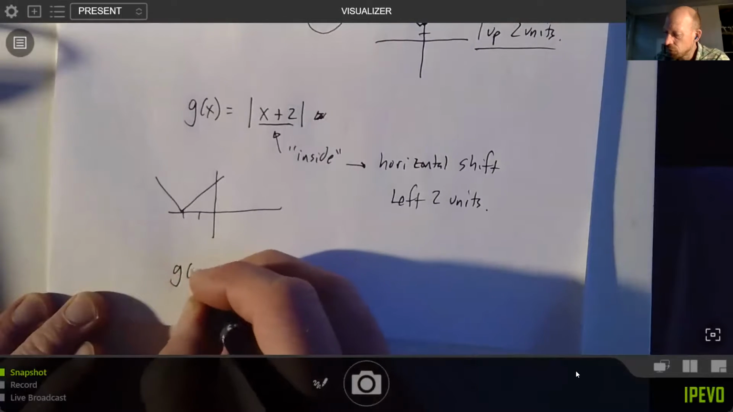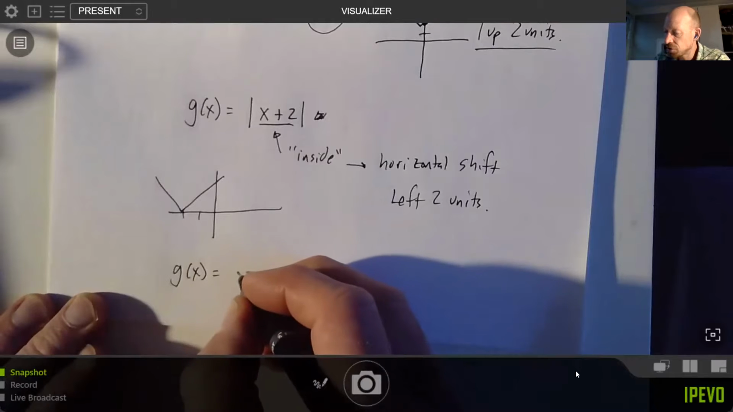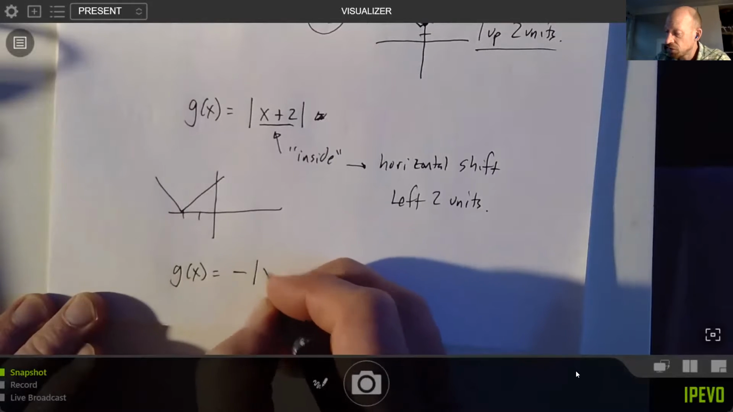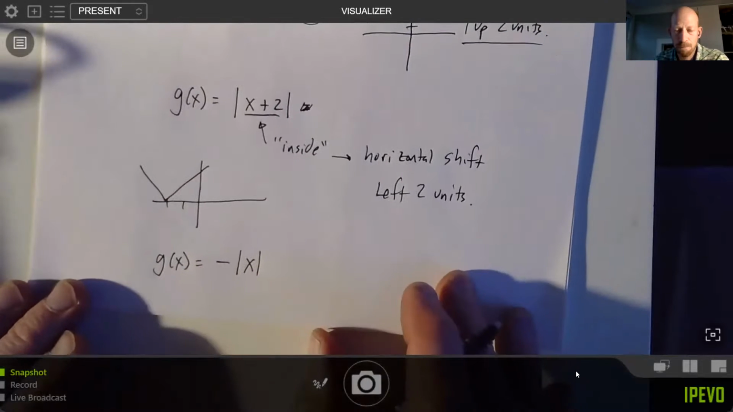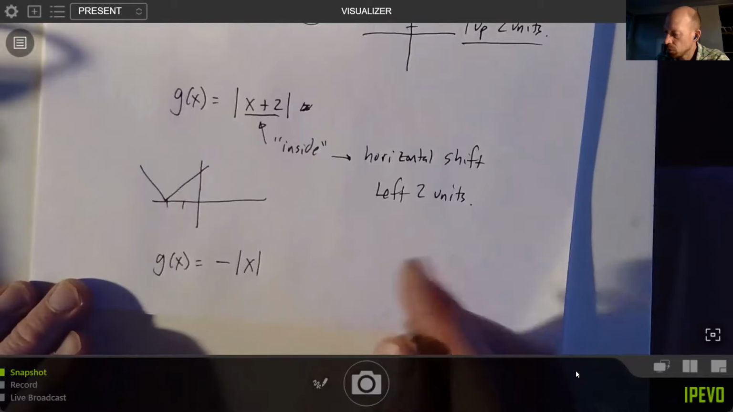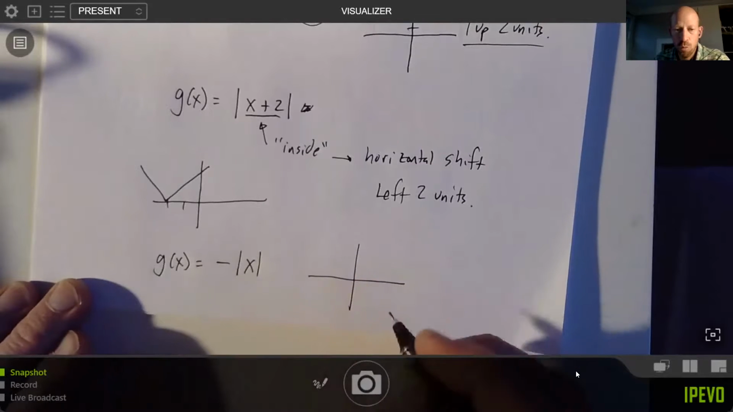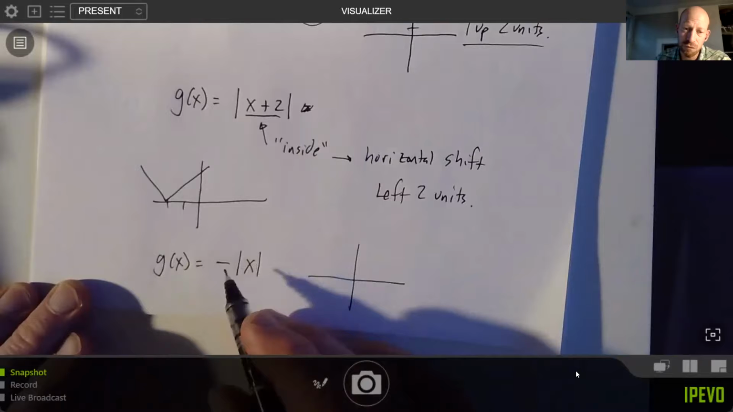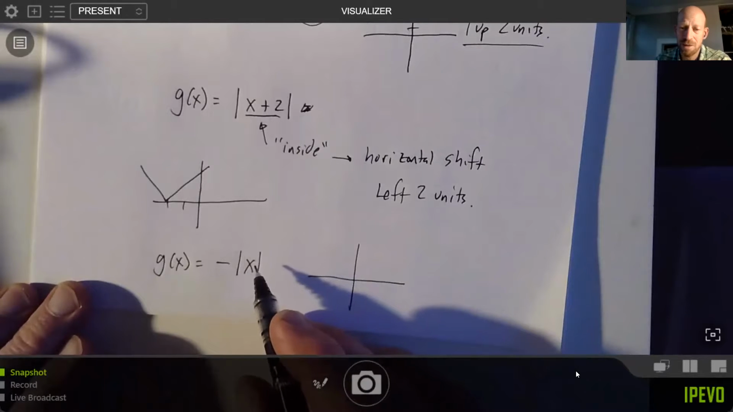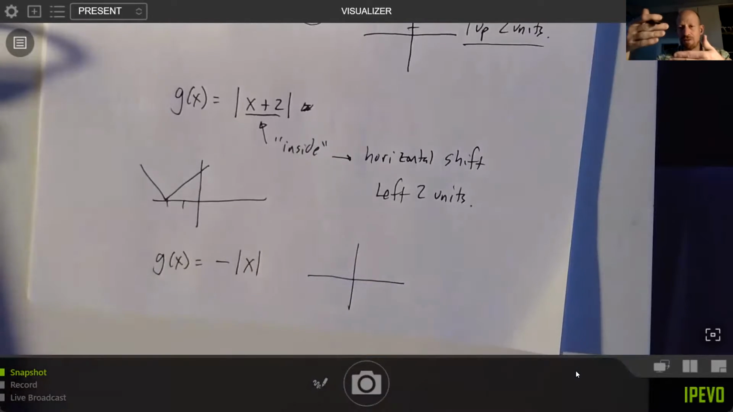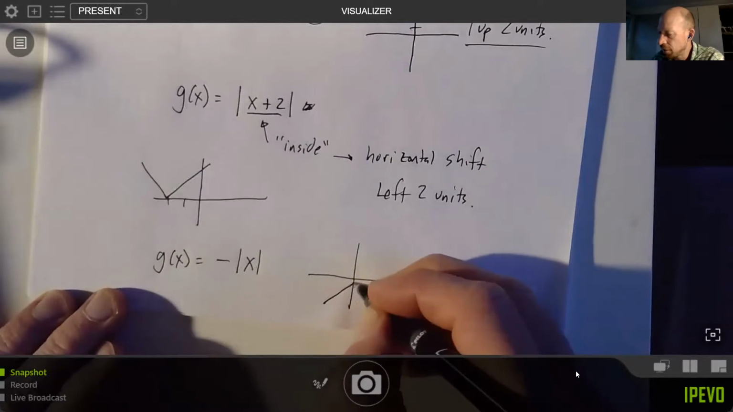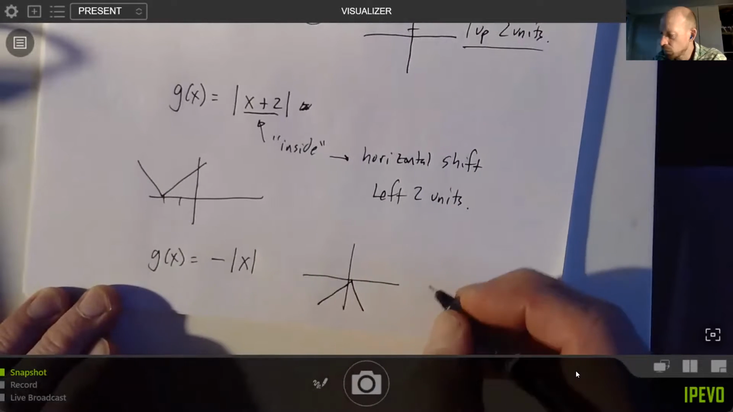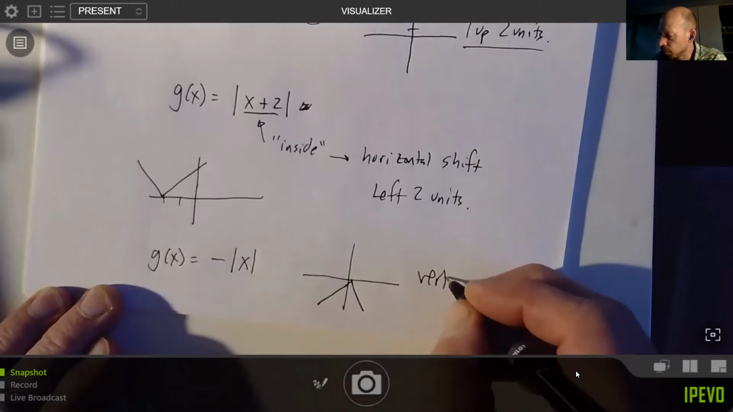And the last type of transformation that we'll see is a negative. What this does is it takes every normal positive value and flips it. It makes it negative. And if it was normally a negative, it would make it a positive. So it takes everything and flips it vertically. So my new graph looks like this. That's called a vertical flip.